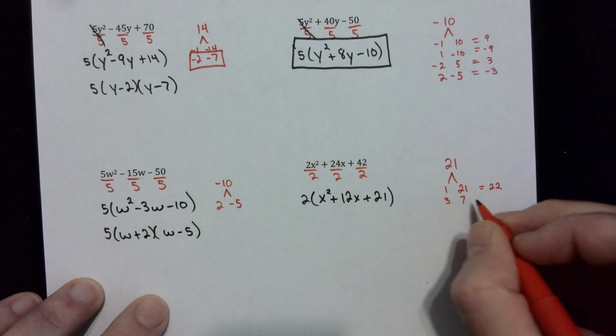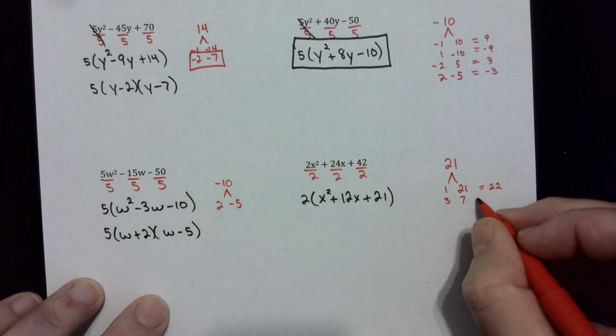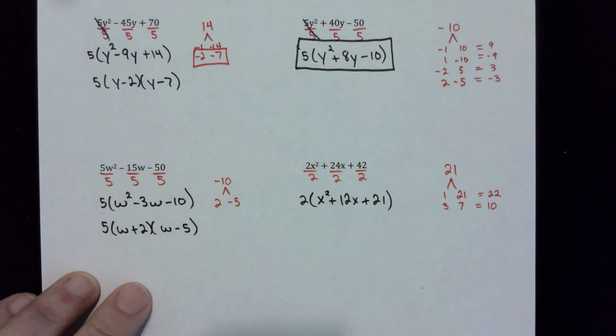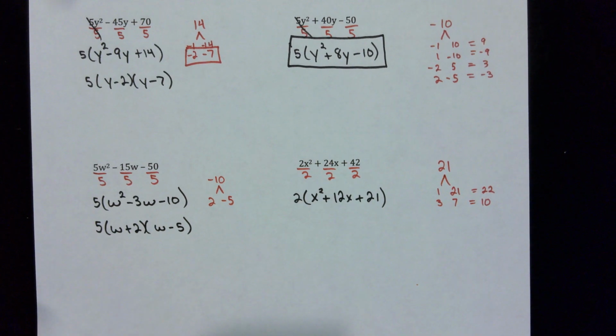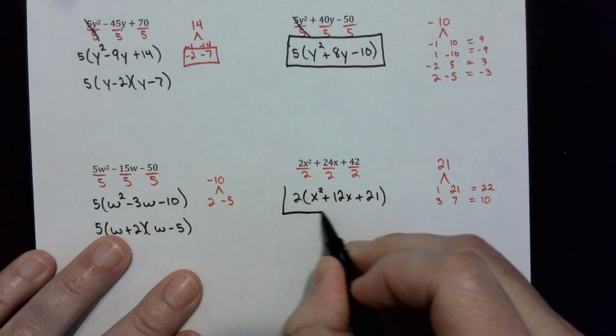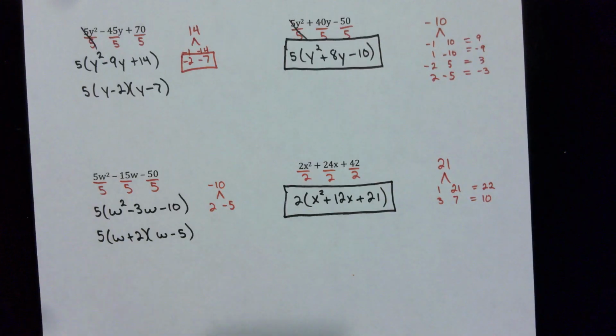3 and 7 multiply to get 21, but they add up to be 10. And there are no other factors that multiply to get 21. So 3 and 7 are the prime factorization of 21, so you can't go any farther. So we're going to again say that this is as far as we can go on factoring this problem. And that's it.